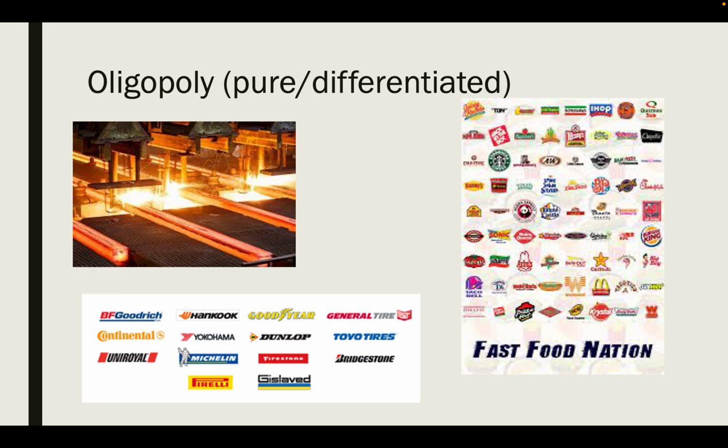Down at the bottom there are the different types of tires. There are a few more tire companies than steel companies, but if you start looking at these names, these few dominate the industry. There could be other tire companies, but most people, when they go to buy tires, this is one of the brands that they are going to purchase.